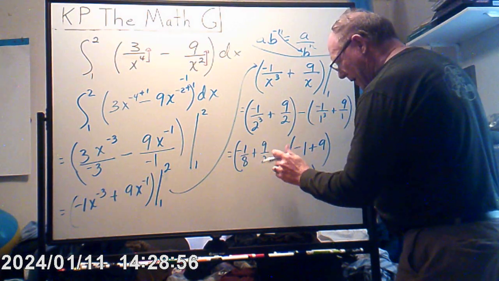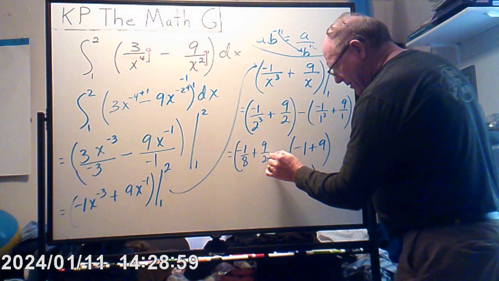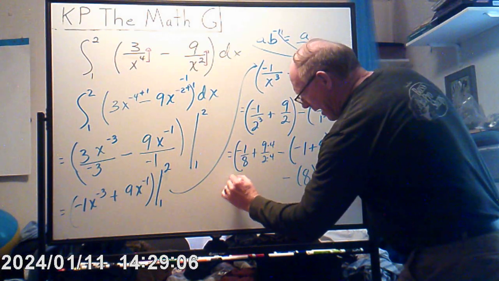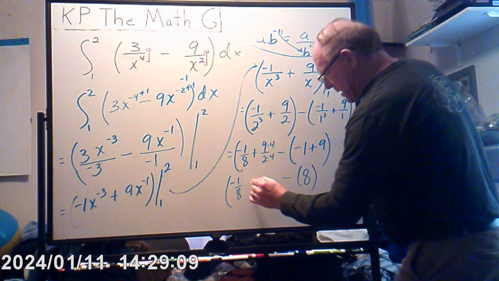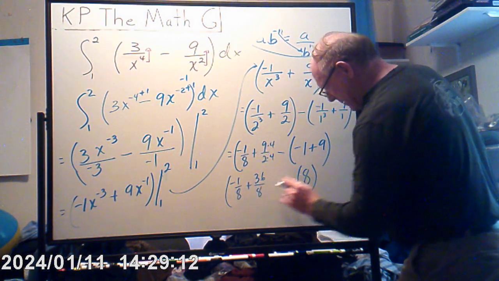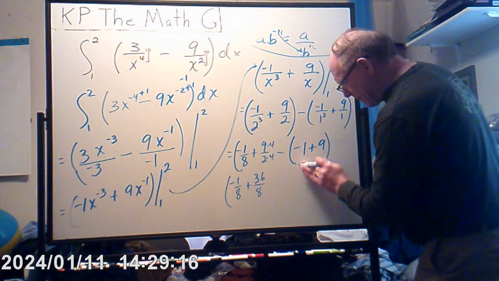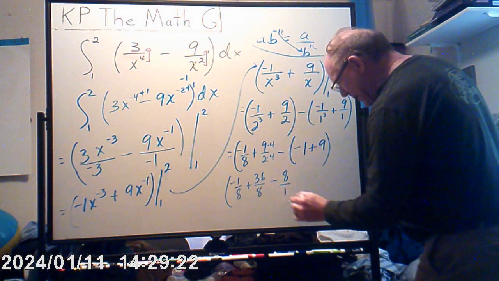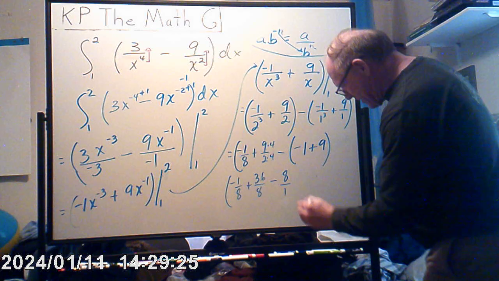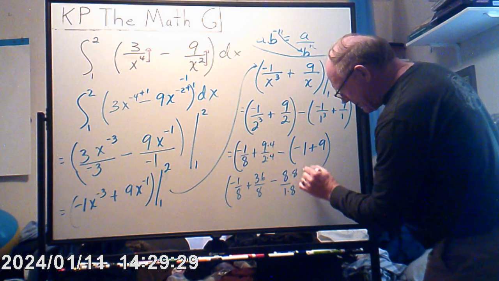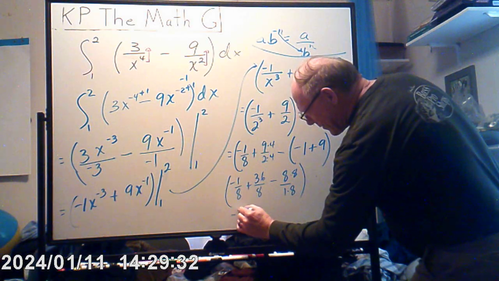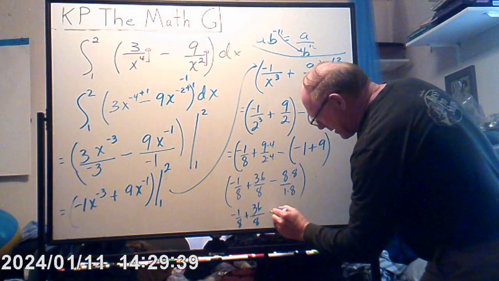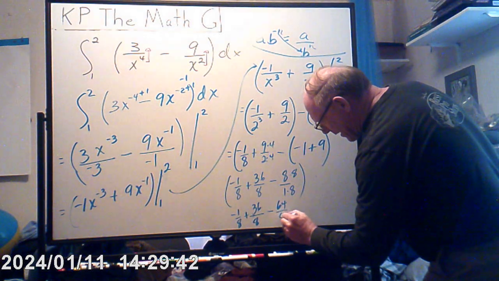So I'm going to get the common denominator of 8. 4 times 2 is 8, and 4 times 9 is 36. So negative 1/8 plus 36 over 8 minus, we don't need parentheses here, minus 8, which if we wanted to, we can make that over 1 and turn this into 8 over 8. So negative 1/8 plus 36 over 8, minus 64 over 8.